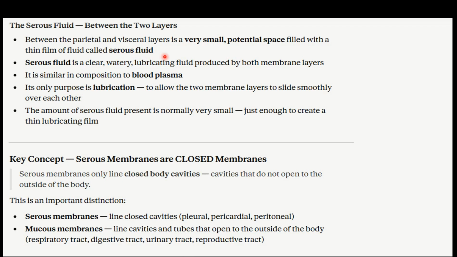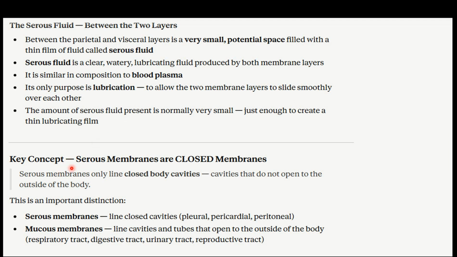So there is a fluid between these layers. Serous fluid is a clear, watery, lubricating fluid produced by both membrane layers. It is similar in composition to blood plasma. Its only purpose is lubrication, to allow the two membrane layers to slide smoothly over each other. The amount of serous fluid is normally very small, just enough to create a thin lubricating film.